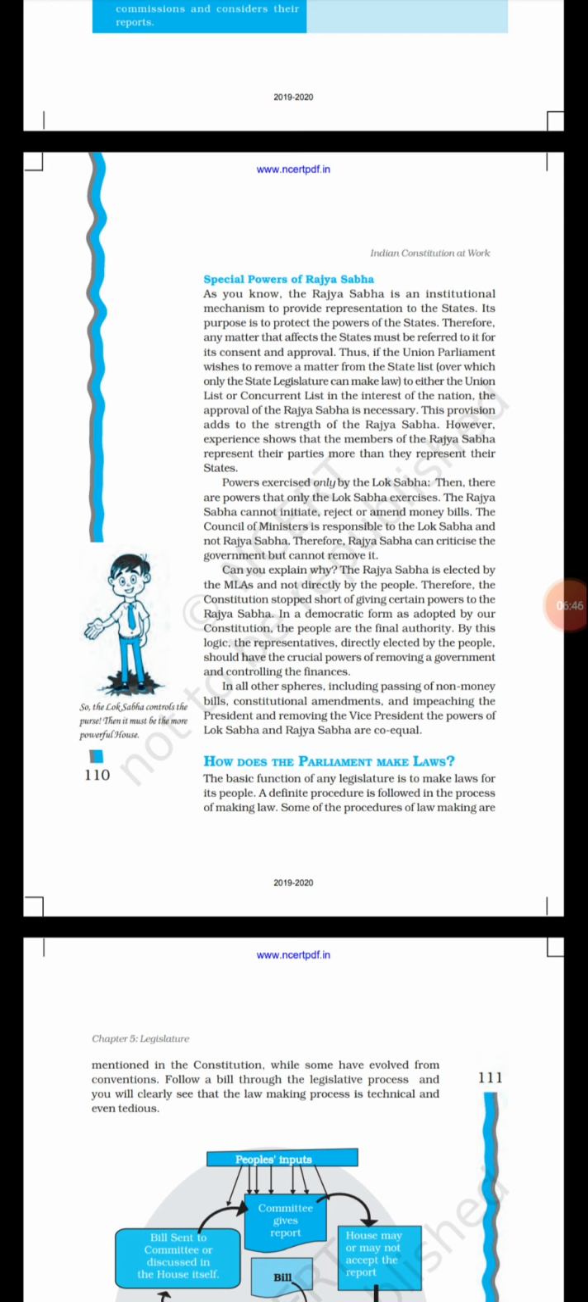Then the constituent function, the power of discussing and electing changes to the constitution. If something has to be changed in the constitution, everything will be discussed over there. Electoral function, elects the president and the vice president of India. Then judicial function, considering the proposal for removal of the president, vice president and judges of High Court and Supreme Court. So these are the judicial functions. If the judges of the High Court or Supreme Court or the president or the vice president are by any chance removed, okay, then at that time everything will be discussed in the parliament itself.